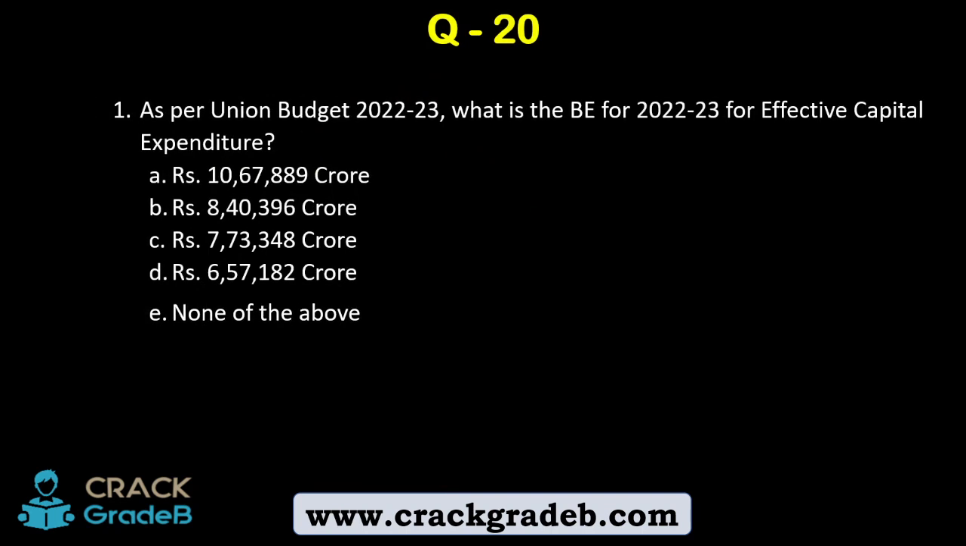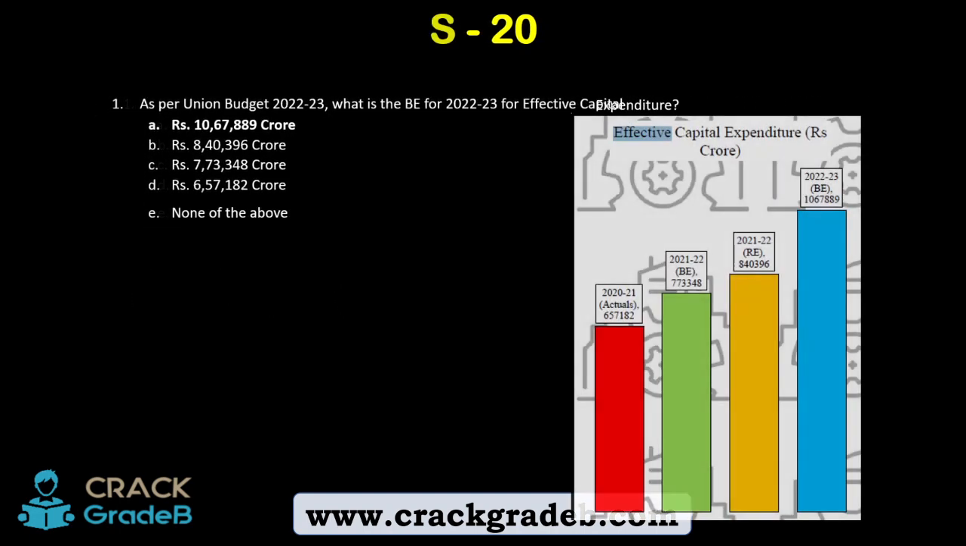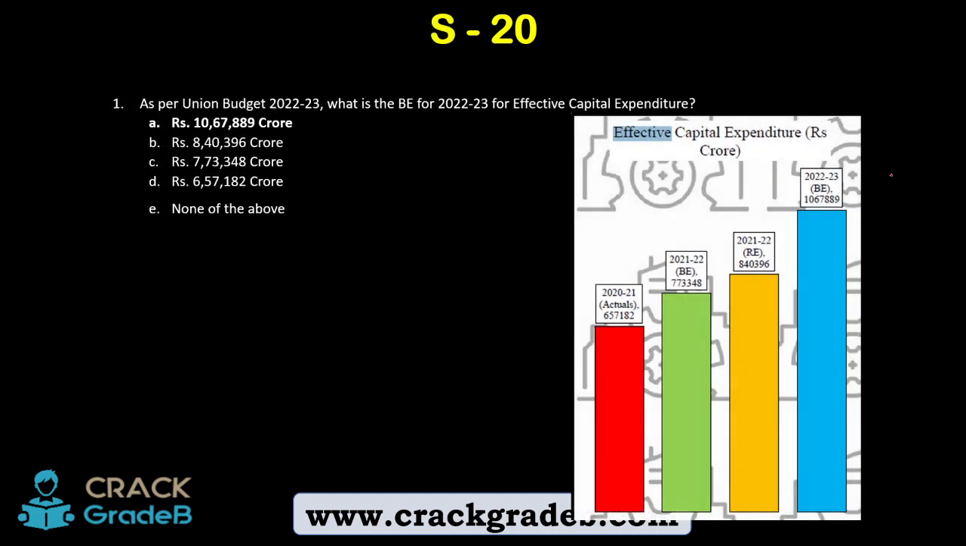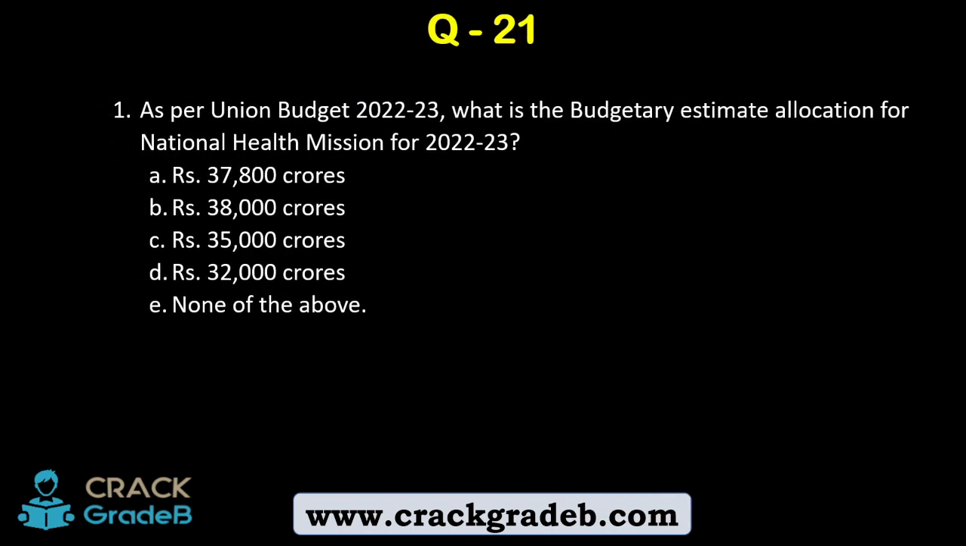As per the budget, what is the budgetary estimate for 22-23 for the effective capital expenditure? Don't get confused with the previous question. The previous question was something else. For the effective capital expenditure, the correct answer is this one. It's 10 lakh 67,889 crore. Right? Let's move forward and let's see question number 21.